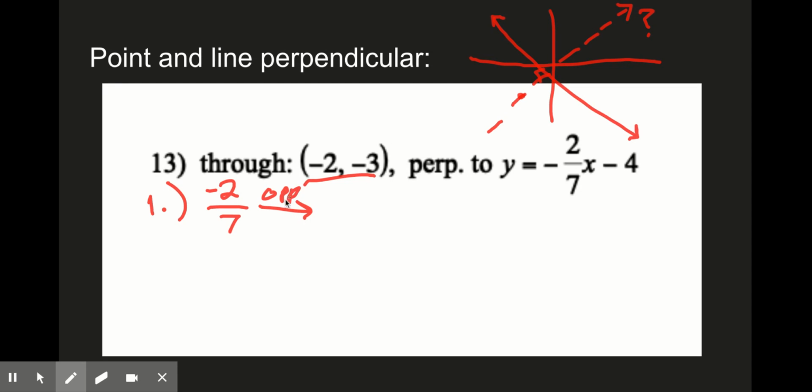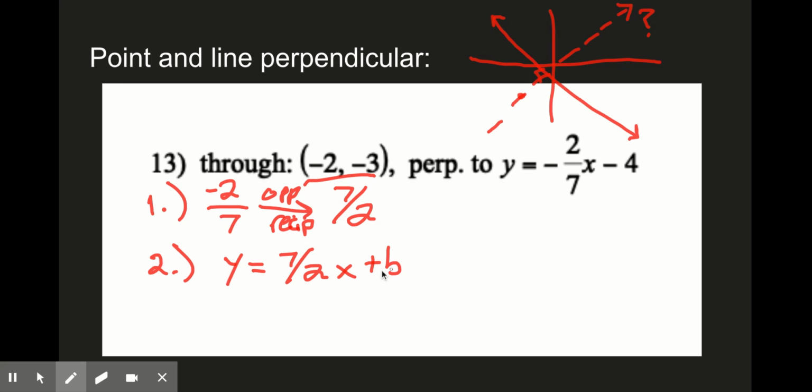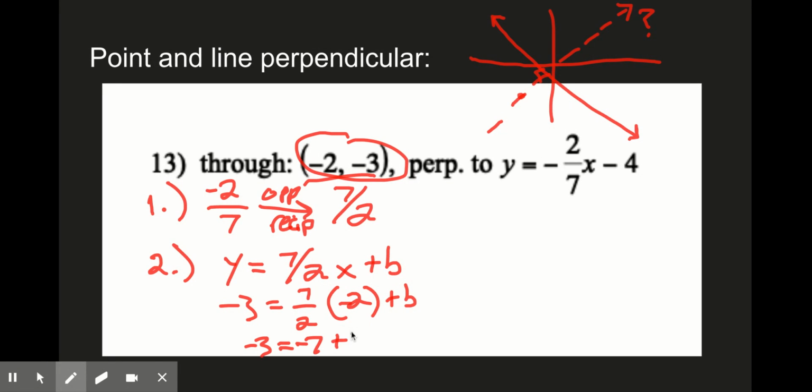Take its opposite reciprocal, which would be, used to be a negative, now it'll be a positive, and flip it, 7 over 2. So I know y equals 7 over 2x plus b, and I'll take this point and replace my x and y. Negative 3 equals 7 over 2 times negative 2 plus b. So that's going to be negative 14 divided by 2, that's negative 7. So negative 3 equals negative 7 plus b.